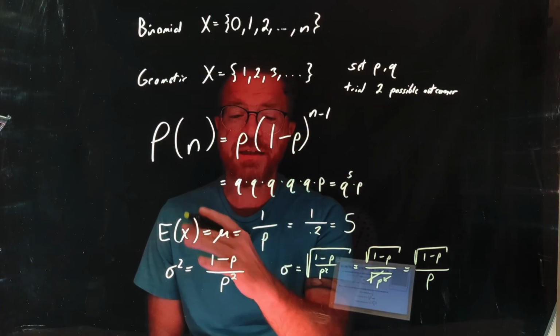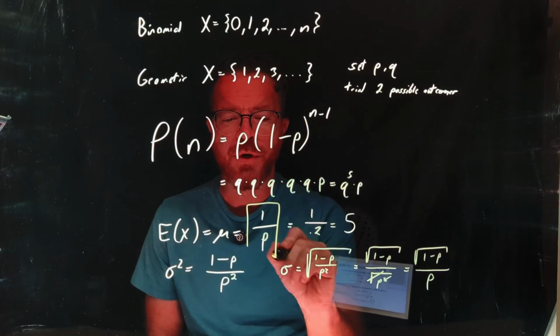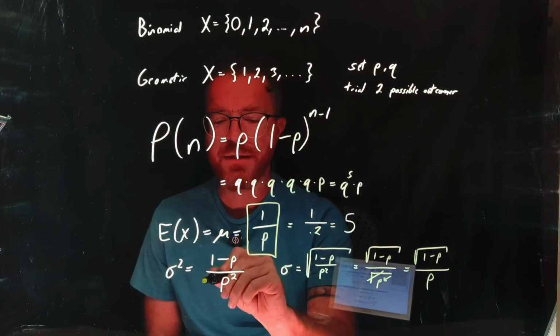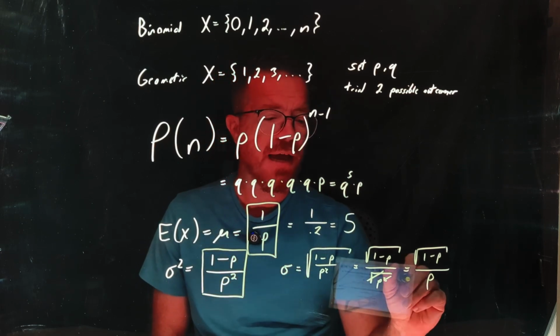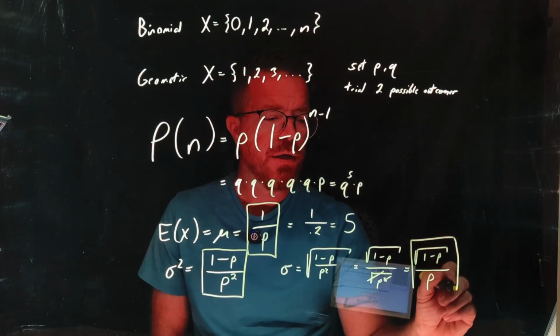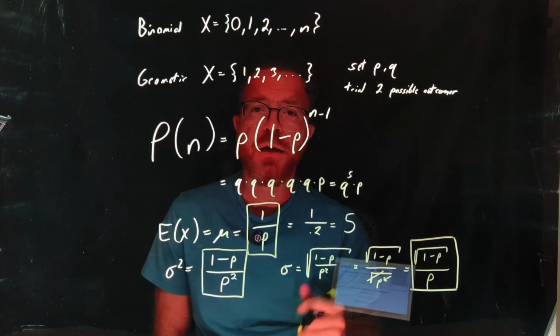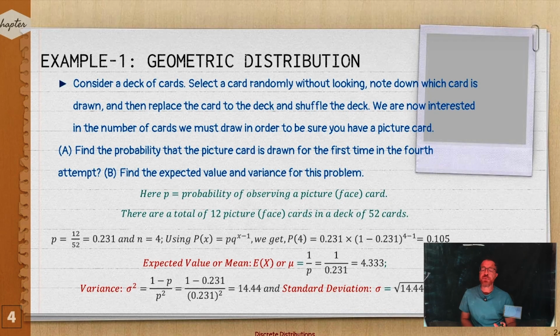So we've got our expected value, 1 over p. We have our variance, (1 minus p) over p squared. And we have our standard deviation, the square root of (1 minus p) over p. Let's do some examples to test this out.